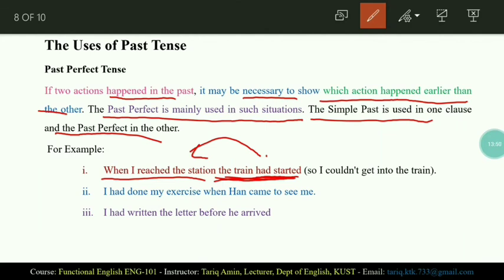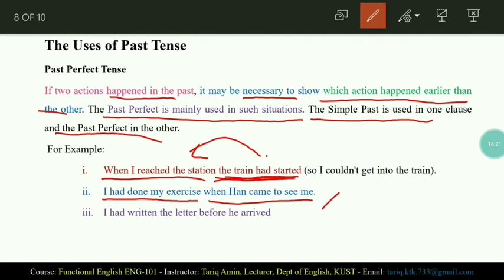In the second example, I had done my exercise is one clause. When he came to see me is another clause. When he came to see me is the second action, whereas the first action is I had done my exercise. I had done my exercise is an action that happened earlier than the other action, which is when he came to see me.